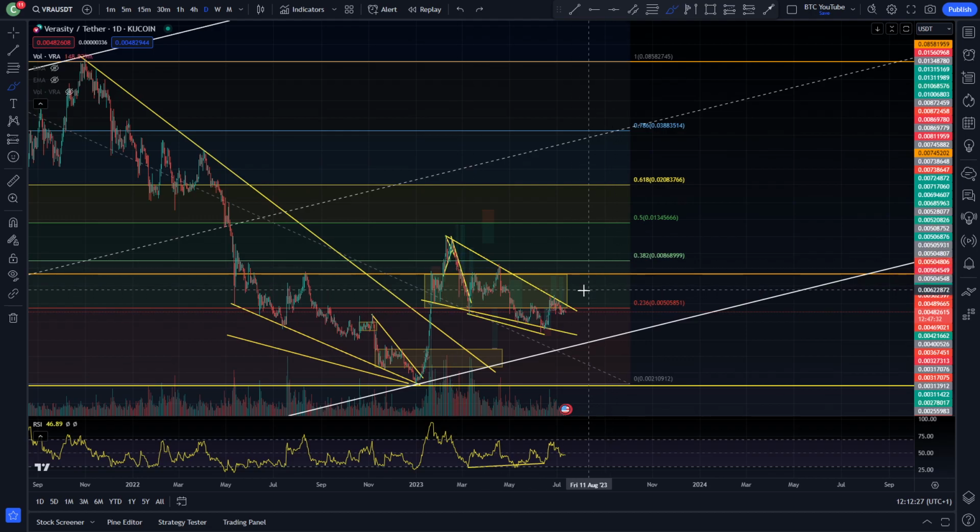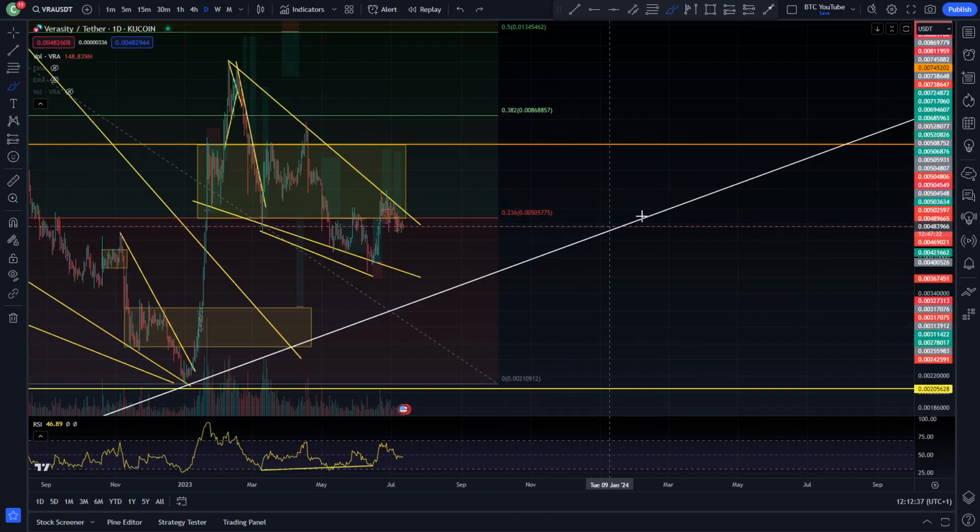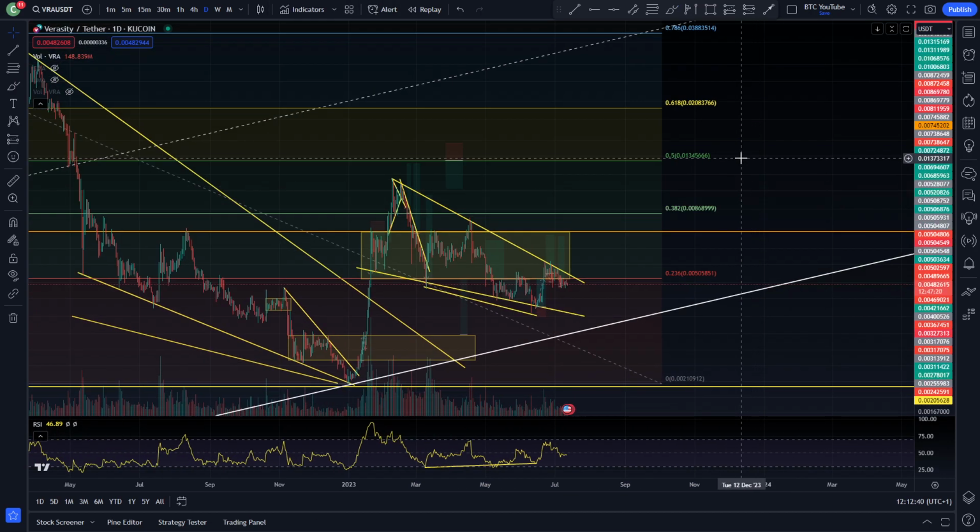inside the descending wedge. I really do think that the next target is up towards that 618 at around 2 cents. Once we do start to see the markets getting going again, in my opinion, it's hard to know how long this is going to take. Obviously, if Bitcoin is heavily leading the market as it always does in bear markets, but right now we are just waiting essentially for that scenario, aren't we?